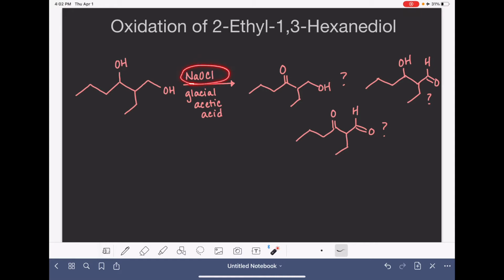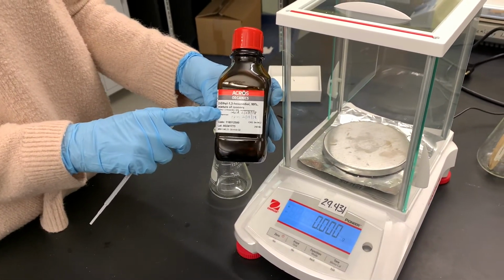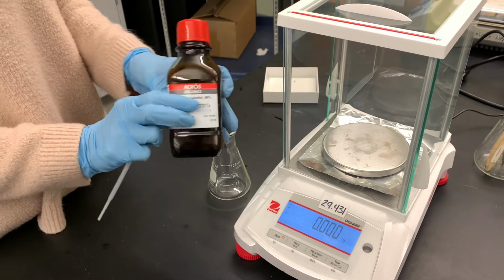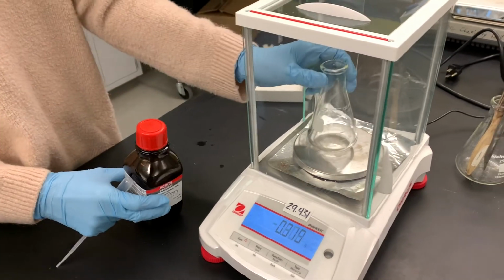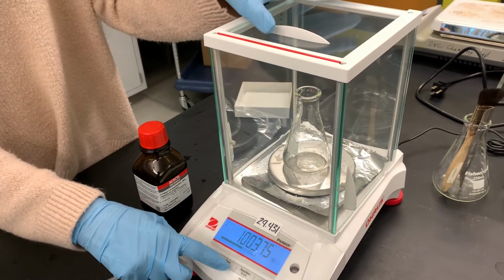I'm going to be testing with starch-iodide paper, which I've used before. And if at any point during the experiment I find that I am running out of bleach, I'll just add a little bit more to make sure that I get a complete reaction. Let's watch. We're going to be starting with about 2.9 grams of 2-ethyl-1,3-hexanediol. It's a liquid, and I'm going to be putting it straight into this 125 milliliter Erlenmeyer flask.